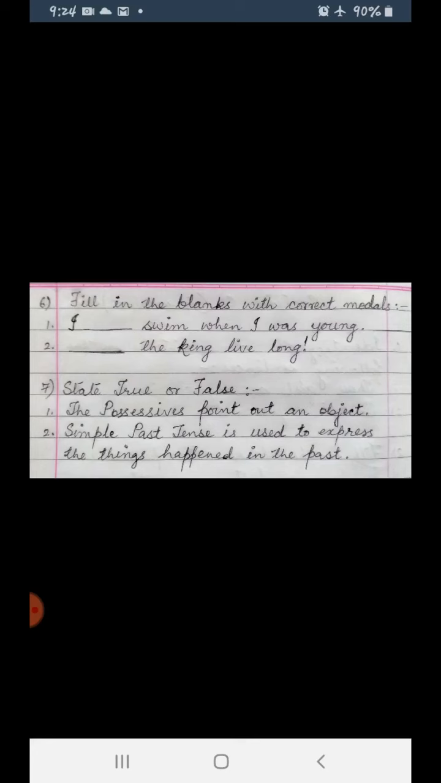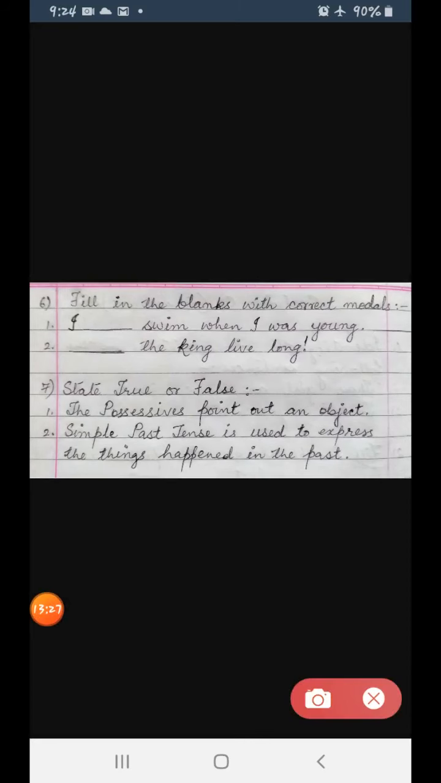But one thing I want to make clear is that I will not give you everything exactly how I have given it. Like suppose here I have given fill in the blanks with correct modals. In the exam I may give you something like pick out the modals from the following sentences. It is not necessary that if I have given you fill in the blanks in the sample paper, then in the question paper also I must give it in the form of fill-ups. No, it is not necessary. I may give you in the form of true and false, or in the form of choose the correct answer.